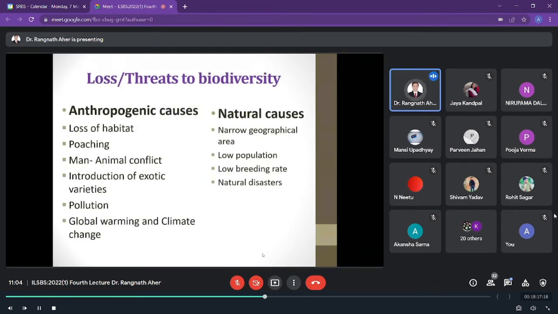Now the loss of, or threats to, biodiversity. There are 2 types of causes: anthropogenic causes and natural causes. Anthropogenic causes are loss of habitat, poaching, man-animal conflict, introduction of exotic varieties, pollution, and global warming and climate change. In the case of natural causes, they are narrow geographical area, low populations, low breeding rate, and natural disasters. Here we will discuss them one by one.